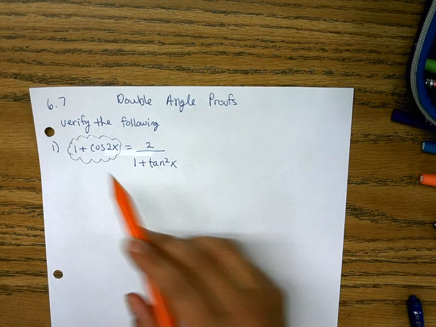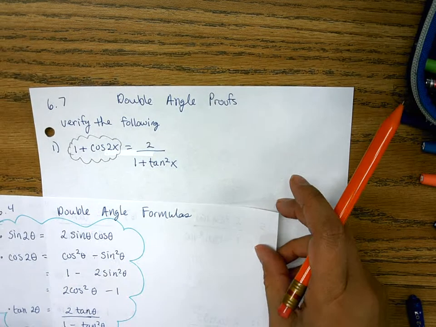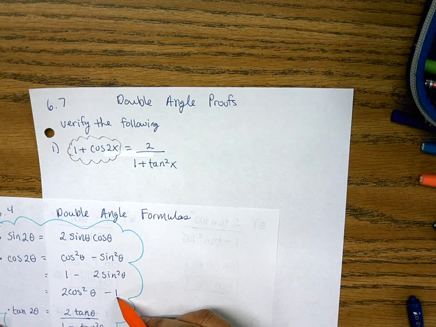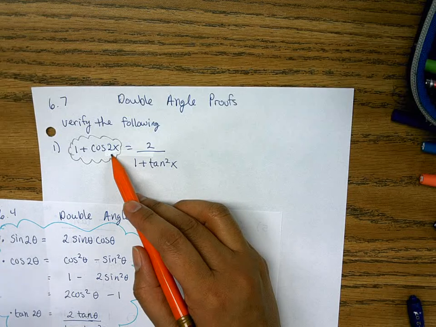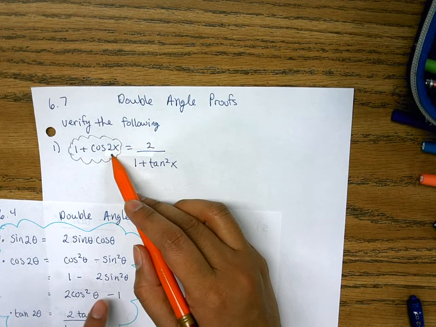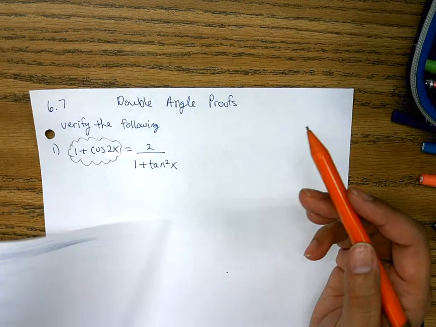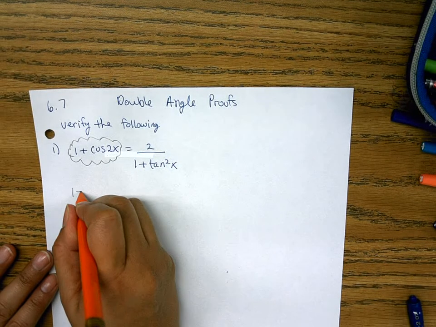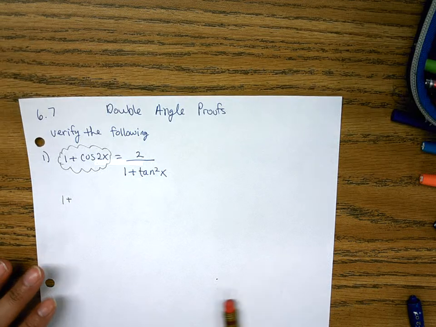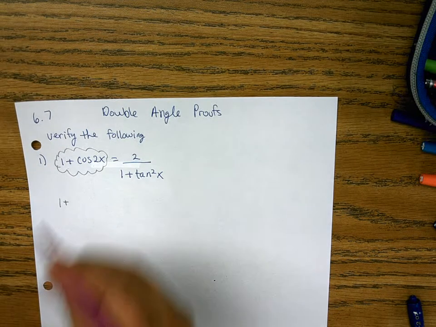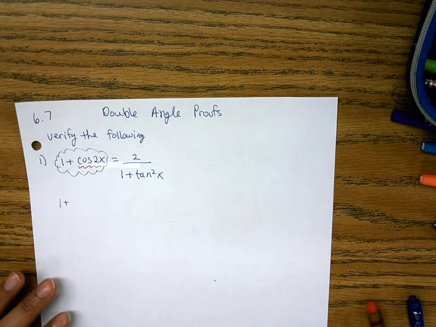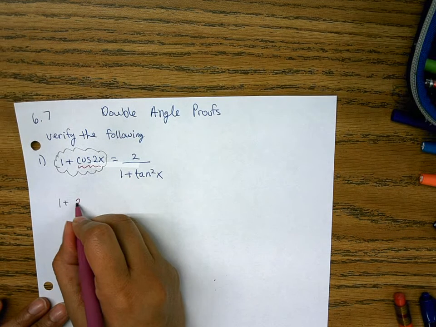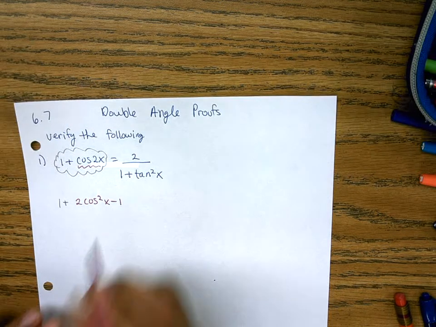What I notice is I have a 1 here in the front, and if I change cosine 2x to this one here, the ones will cancel out. Let me show you what I mean. So 1 plus, and I'm going to change cosine 2x, I said, to the third one, 2 cosine squared x minus 1.